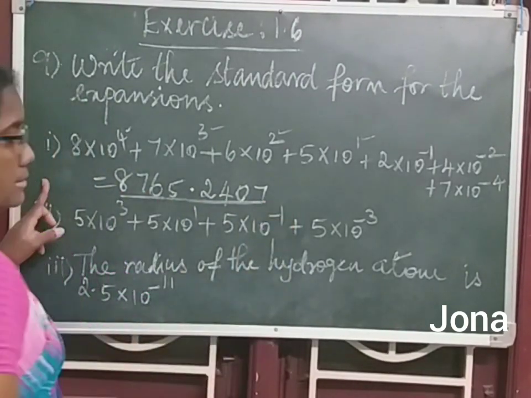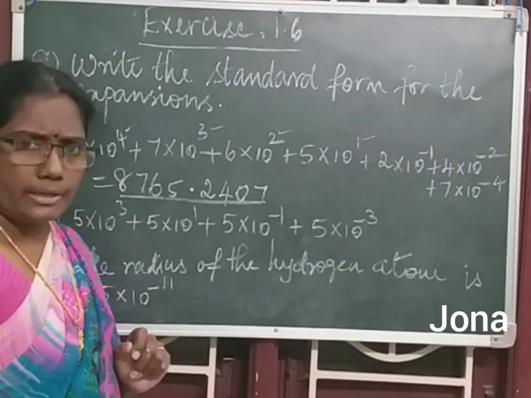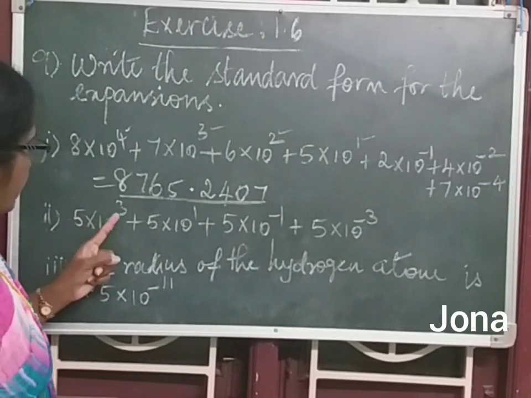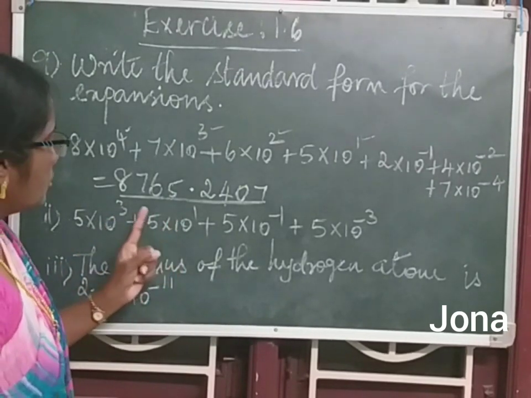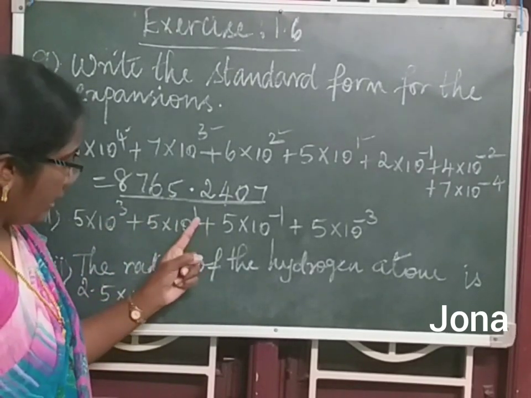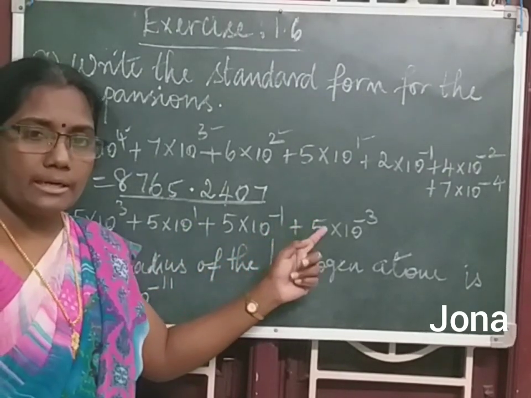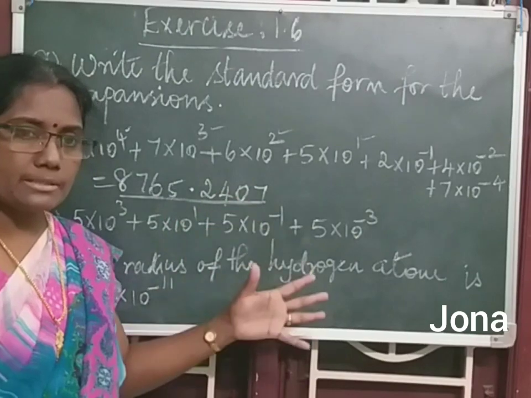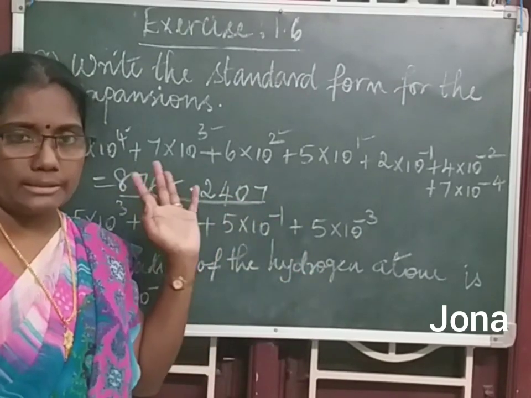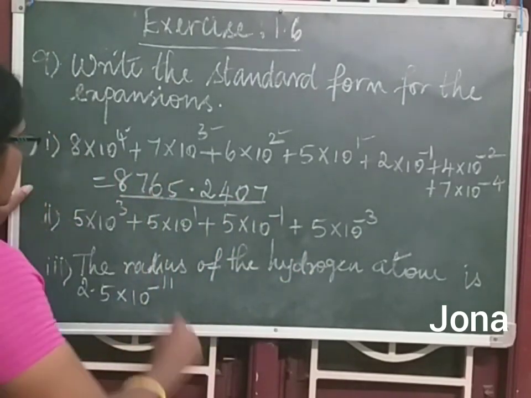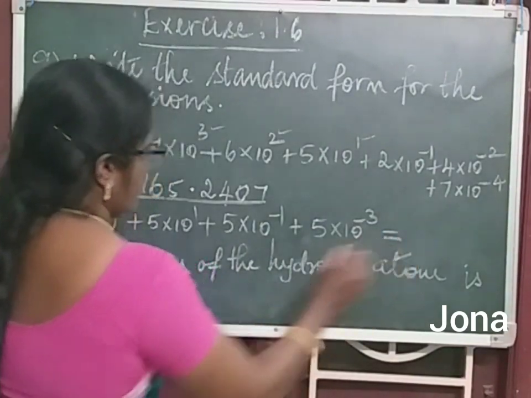So this is the answer for this. Okay. Now look at the next one. Here 3. After that 2 is missing, and then 1 is here. Minus 1 is here, and minus 2 is missing here. So if it is missing, we have to put 0 in that place. That's all. Okay. See that for this I want to write the answer like this.